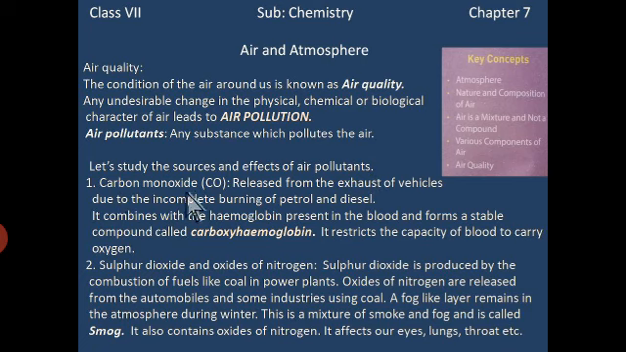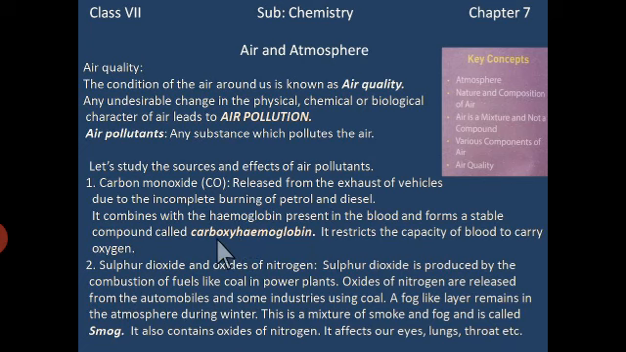First, carbon monoxide. The formula is CO, C for carbon, O for oxygen. Carbon monoxide is released from the exhaust of vehicles due to the incomplete burning of petrol and diesel. Carbon monoxide combines with hemoglobin present in the blood and forms a stable compound called carboxyhemoglobin.